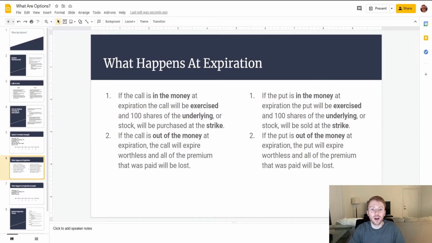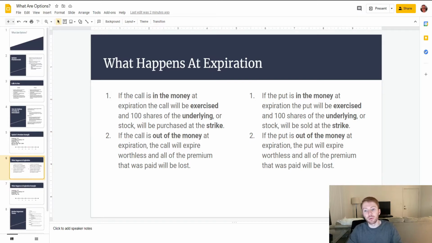Next, let's look at what happens at expiration for an option. So if you have a call that is in the money, at expiration, the call will be what is considered exercised, and you will buy 100 shares of the stock at the strike price, regardless of what the stock is trading at currently. You will buy it at the strike. If the call is out of the money at expiration, your call will expire worthless and you will lose 100% of the premium that you paid.